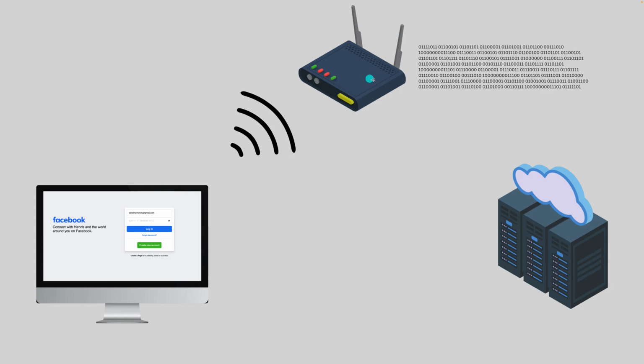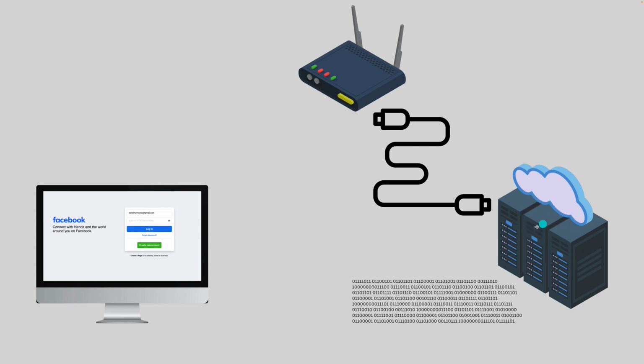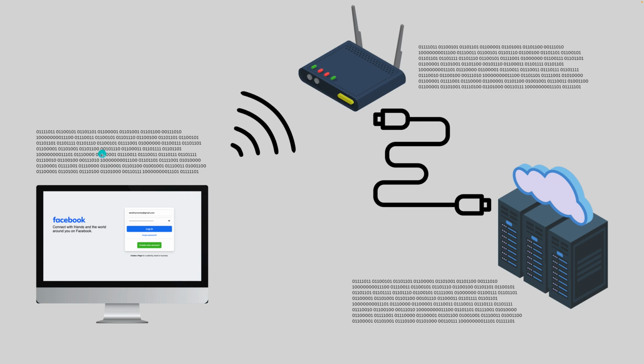And then the router, through some sort of physical means, whether through electrical signals or light signals, is going to transmit that byte of data to that server over here. So that is the whole journey of your data going from your machine to the Facebook web servers.